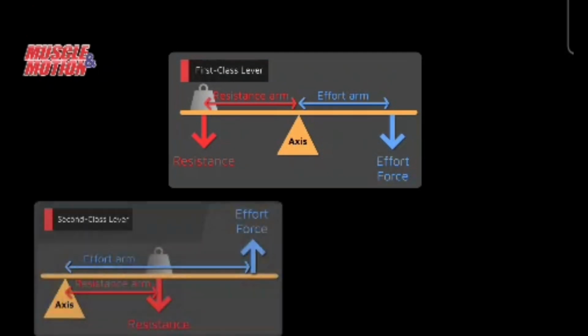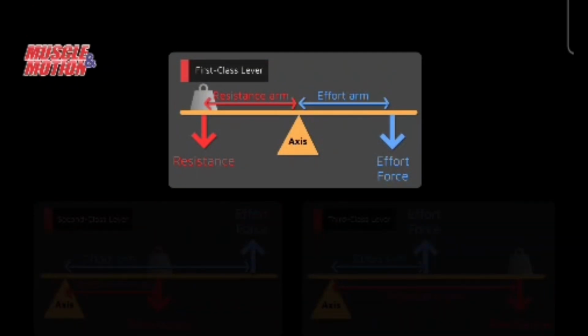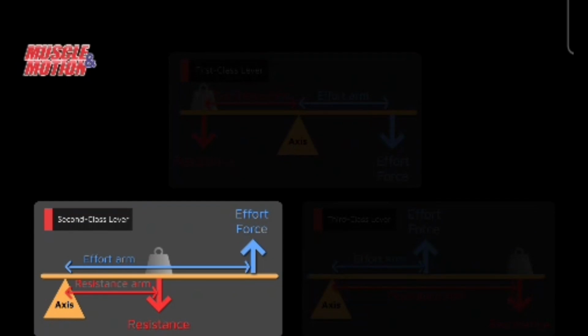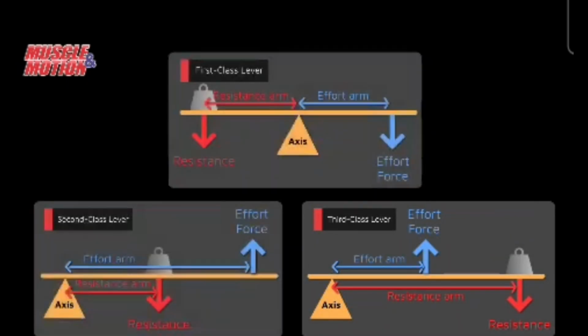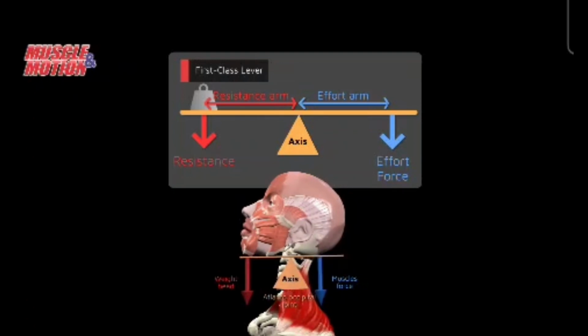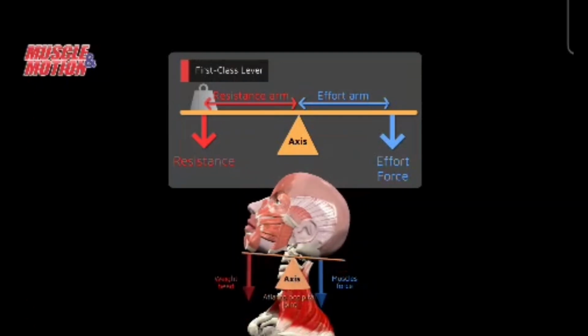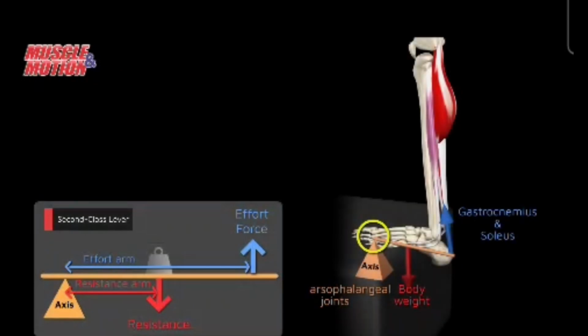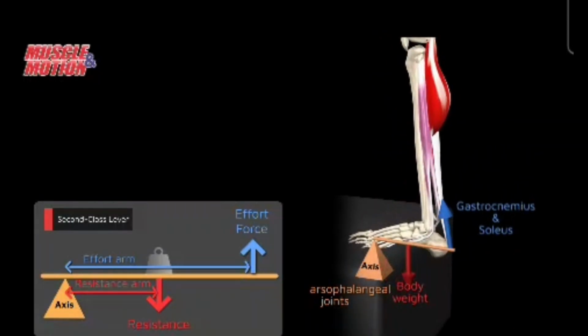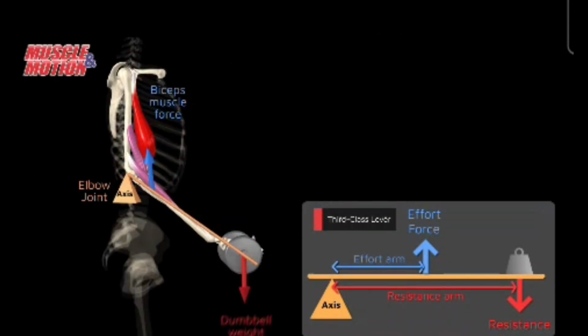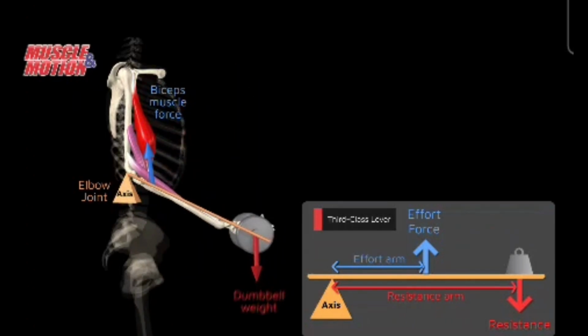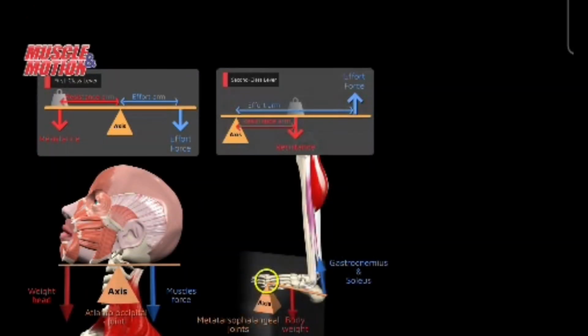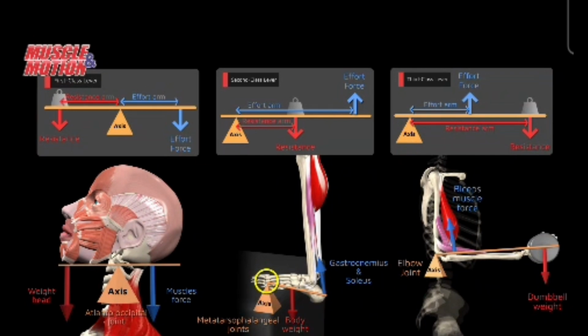In summary, there are three types of levers: first-class levers, second-class levers, and third-class levers, all found in different parts of the body. A few examples of these levers are the atlanto-occipital joint for first-class levers, the ankle joint for second-class levers, and the elbow joint for third-class levers. Using these levers enables us to benefit from greater movement with more power than would otherwise be possible.